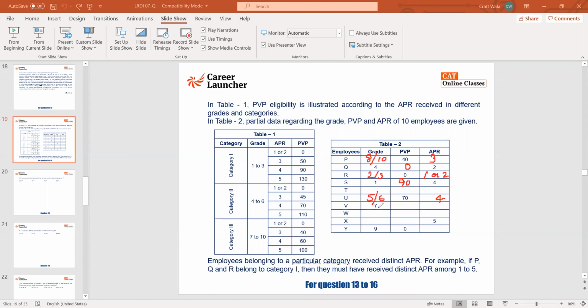Next, V's grade is 7. So his grade is 7. That means he's in third category. And we don't know further details, so we can't comment. Like W also nothing is known. Then X has got APR of 5. APR of 5 can be of any of these. Okay, 9 is 0. So his APR has to be either 1 or 2.